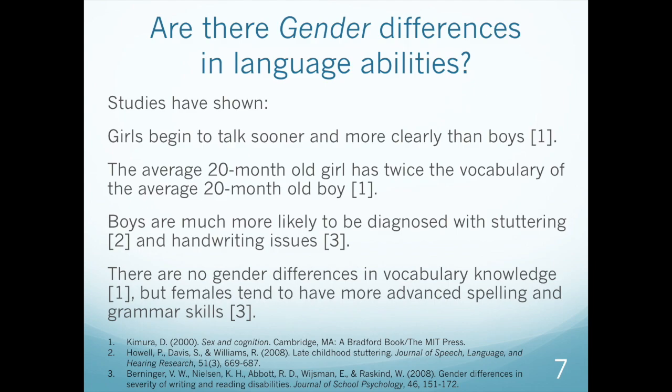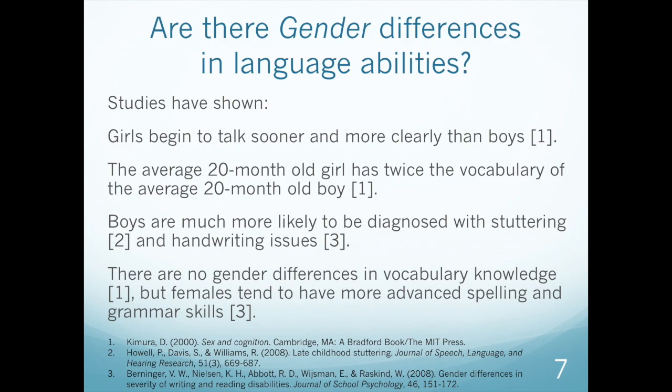Now I'm appending 3 studies at the bottom of slide 7, and these studies have shown, starting with the first one by Kimura, that girls begin to talk sooner and more clearly than boys. So there is already statistical significance showing that girls talk sooner and more clearly than boys. And the same study also shows that the average 20-month-old girl has twice the vocabulary of the average 20-month-old boy.